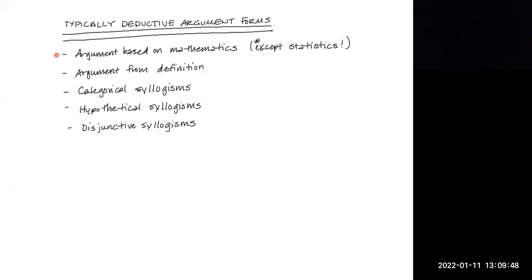So the first is an argument based on mathematics, except statistics, which we'll see. This is an argument in which the conclusion depends on some purely arithmetic or geometric computation or measurement. So for example, somebody might say, I have 2 apples and 3 oranges, and I've put them into a paper bag, and I conclude that I now have 5 pieces of fruit. That argument from mathematics is simply based on the fact that you're adding 3 plus 2.